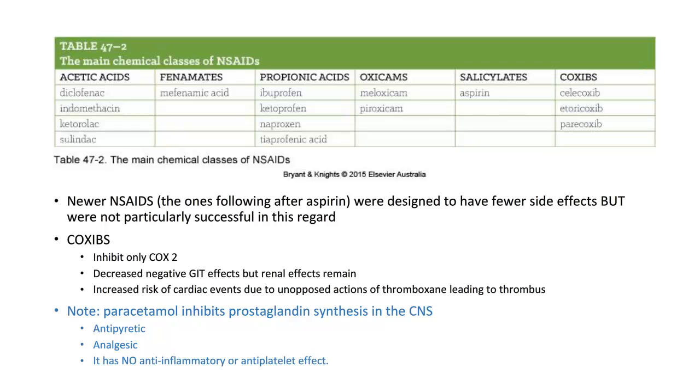Consequently, unlike ibuprofen, which you can actually buy in the supermarket, you can't buy celecoxib in the supermarket. You need to have a script for it because they're very careful about giving it to people with cardiac disease or who have the risk factors for cardiac disease.